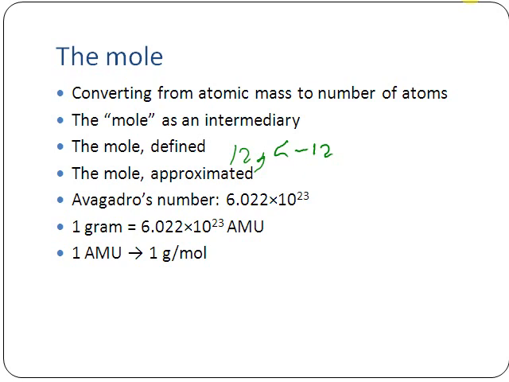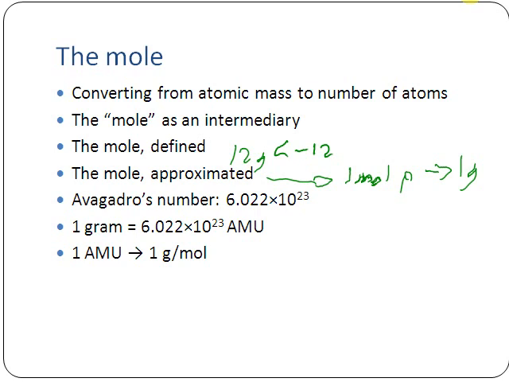Now, to an approximation, we can say that 1 mole, and the abbreviation for mole is just mol, it's not a very useful abbreviation, but it is an abbreviation, of protons is roughly 1 gram. That'll give you a general idea of what it is. So if I have 1 mole, that particular number of protons, that's 1 gram.